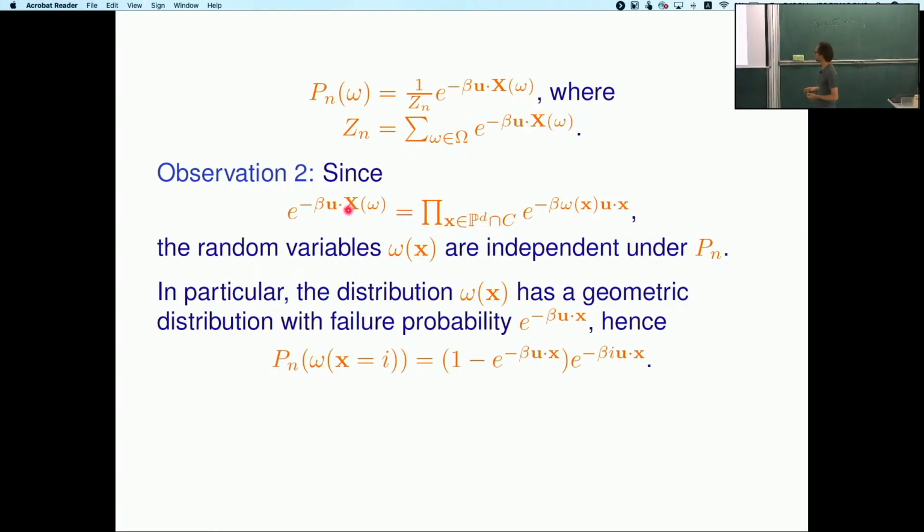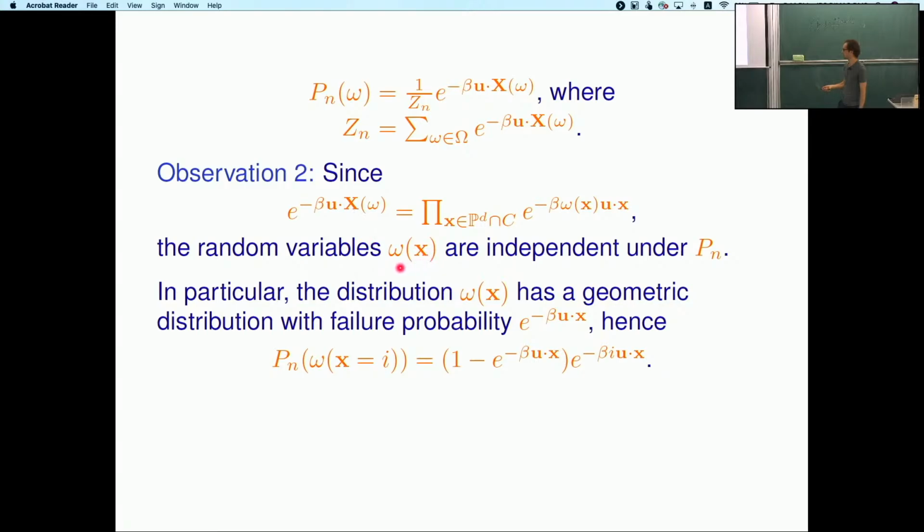The second good property is that this is actually a product distribution, in the sense that we can think of omega of x as being a random variable. You fix a point, choose a function from the distribution P of n, and evaluate that function on the point.